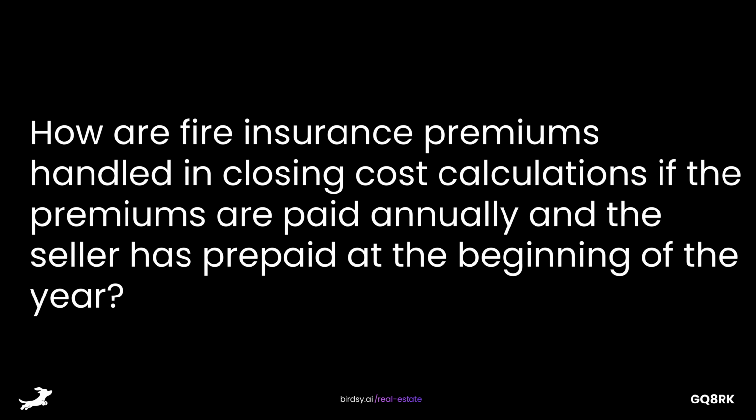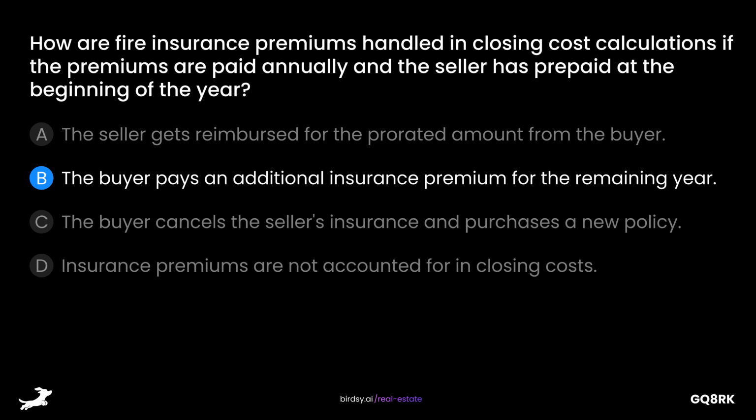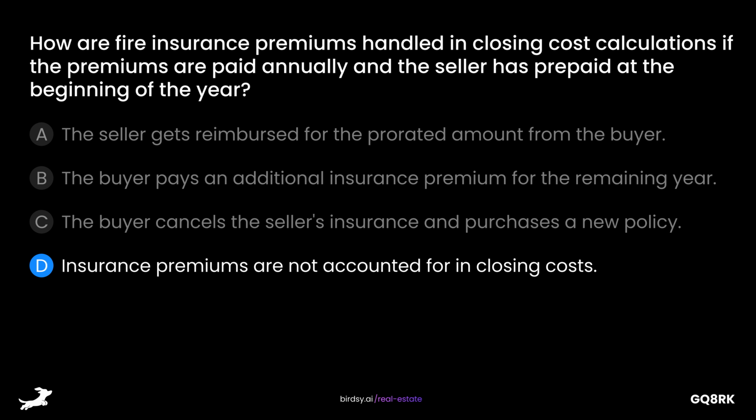How are fire insurance premiums handled in closing cost calculations if the premiums are paid annually and the seller has prepaid at the beginning of the year? Is it A, the seller gets reimbursed for the prorated amount from the buyer? B, the buyer pays an additional insurance premium for the remaining year? C, the buyer cancels the seller's insurance and purchases a new policy? Or D, insurance premiums are not accounted for in closing costs?